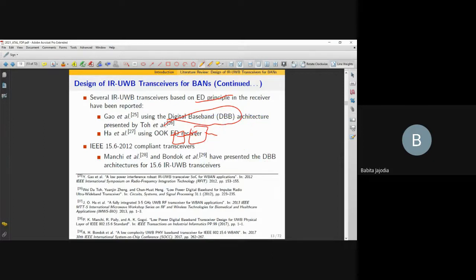Okay. Then the most important thing, right? Now we will see a few literatures based on the 15.6 2012 compliant transceiver. So this is after the standard was finalized. A few literatures based on the digital baseband, how they worked it out, right? You can see Munchie and Bontoc have tried to present digital baseband architectures as well after the standard. You can see they were published in 2017.